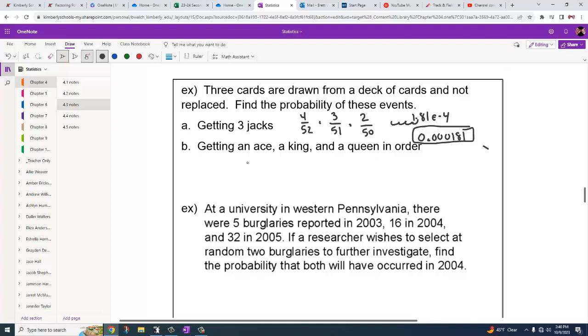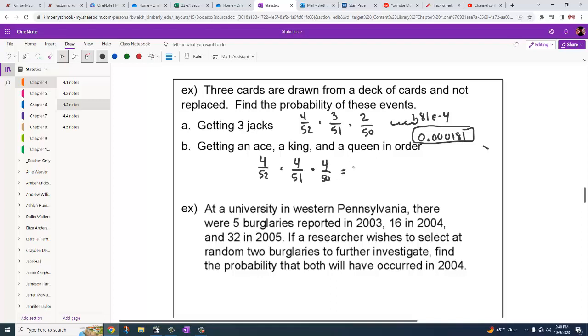Okay, getting an ace, a king, and a queen in order. Now, probabilities don't actually have, per se, this order. Whether we get them in order or not, it doesn't really affect that. We just have to get one then the other. The key is to make sure that we're doing each probability independently. So that'd be 4 out of 52 times probability of king. There are 4 kings, but now there are only 51 cards. There are 4 queens, but now there are only 50 cards.